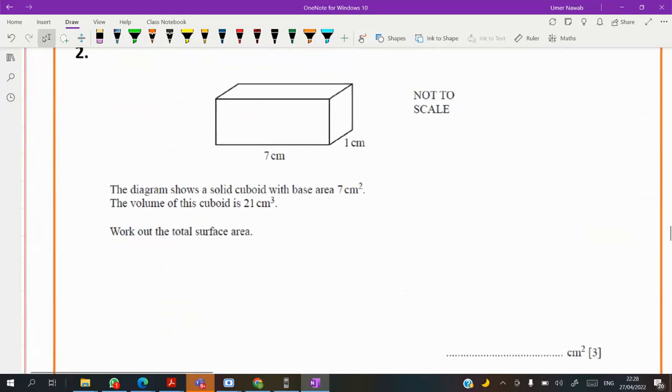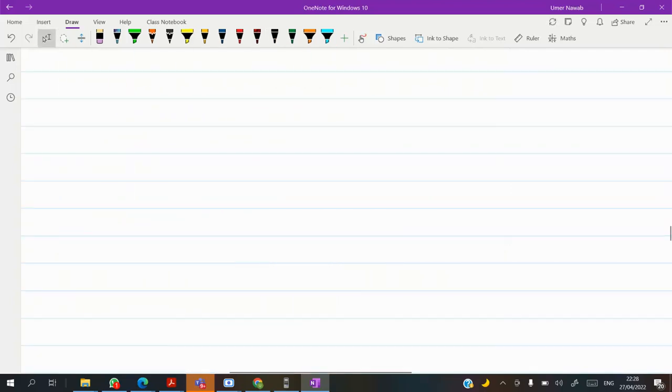The next question is a cuboid. Any rectangle shape which is 2D, when we make this rectangle a 3D shape, then it turns into a cuboid. So this shape which is in front of you is a cuboid shape. Let me explain to you about the cuboid, boys.